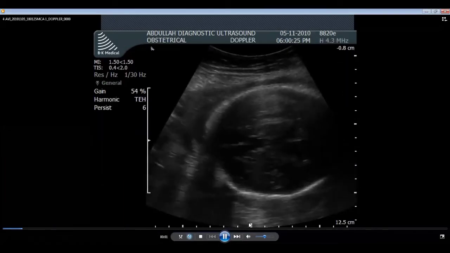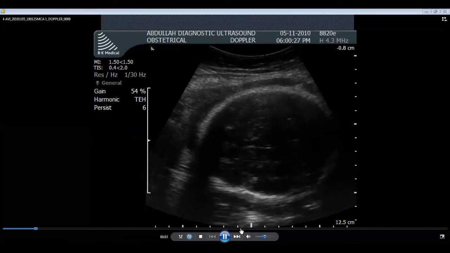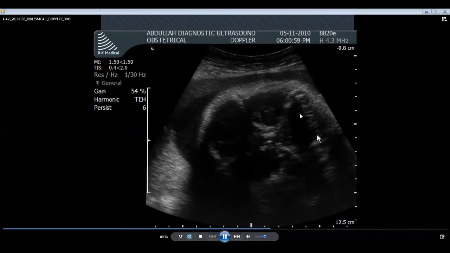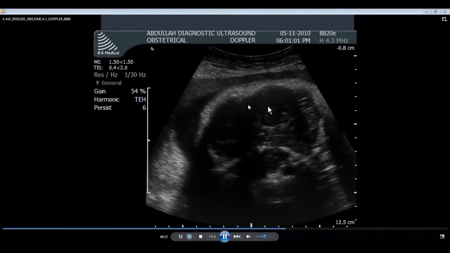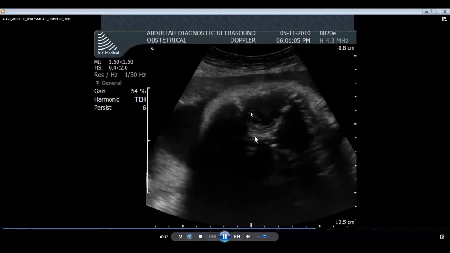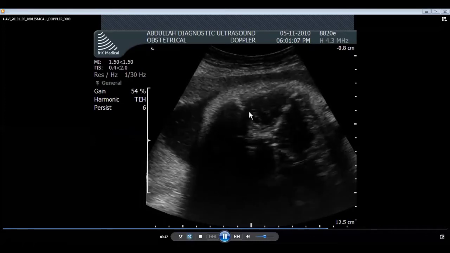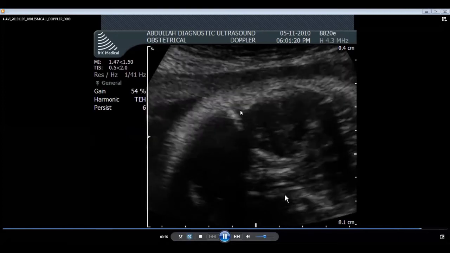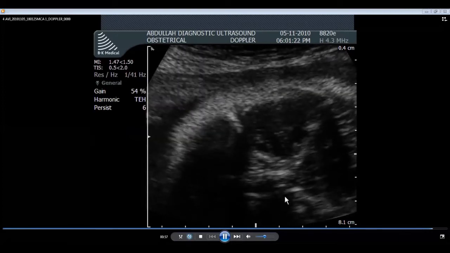Now we will see the middle cerebral artery. There you see the anterior, middle, and posterior cranial fossa, and here it will appear on the greater wing of the sphenoid. At this place, we will be able to see here the middle cerebral artery. I'll show you in a moment.